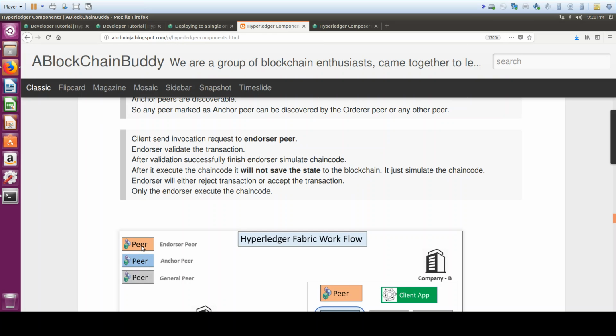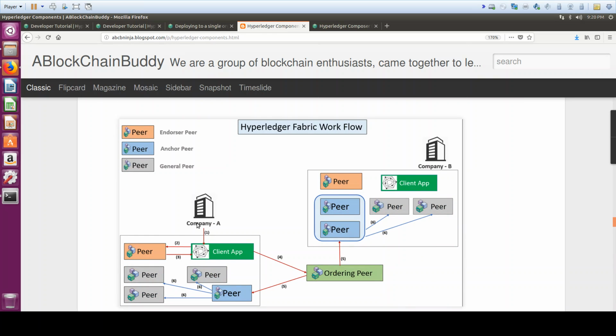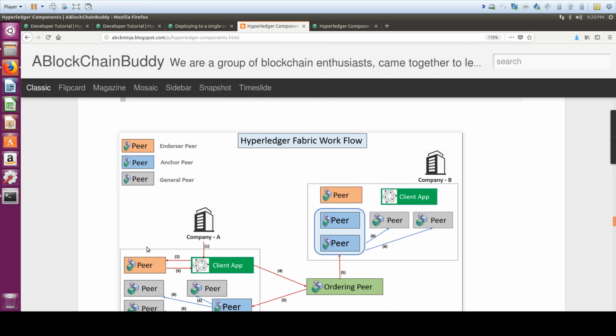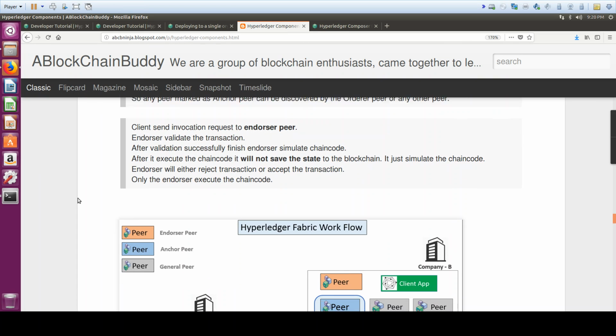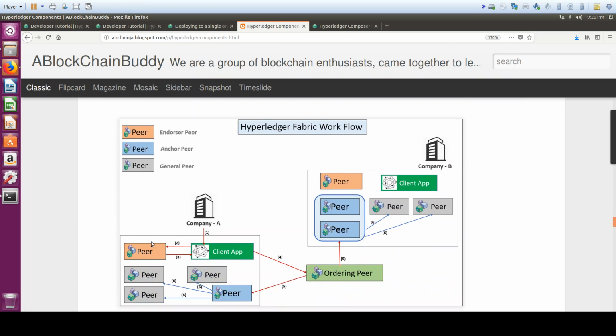Client sends an invocation request to an endorser peer. So this is the endorser peer. Let's see. This is number one. The client sends an invocation request to the endorser. Let's see what the endorser does. The endorser validates the transaction. So the endorser does the validation, and if the validation finishes successfully, it sends back that information. And in numbers three and four, the orderer gets the information that everything has finished successfully. It creates the block.